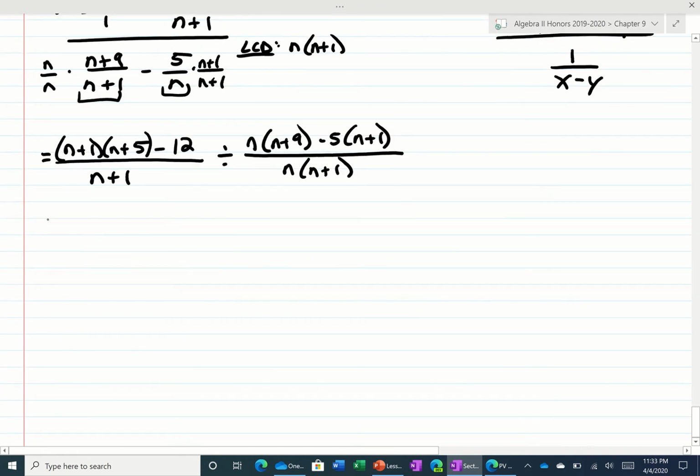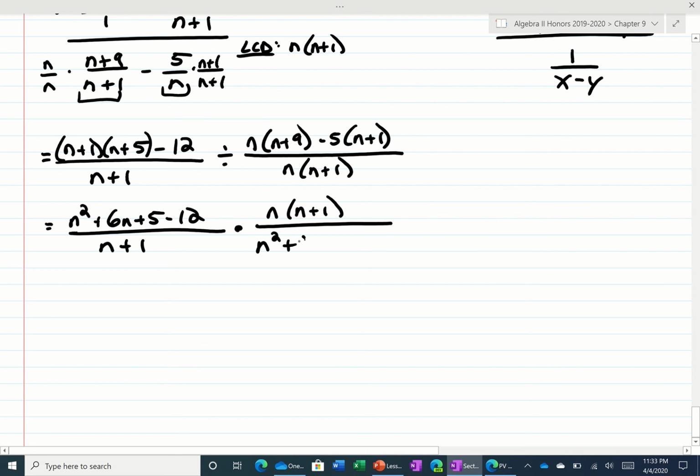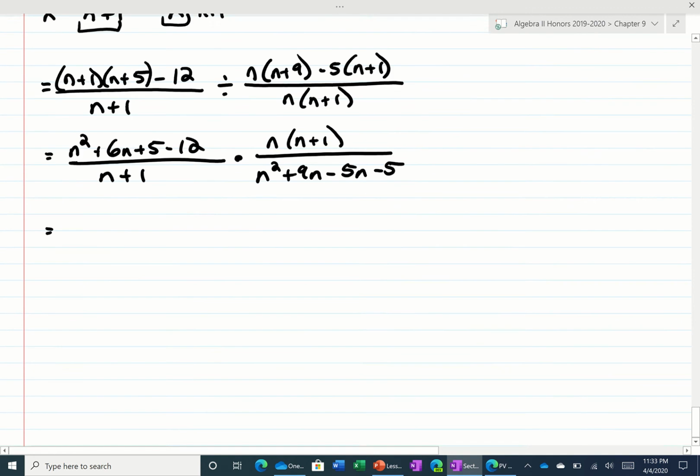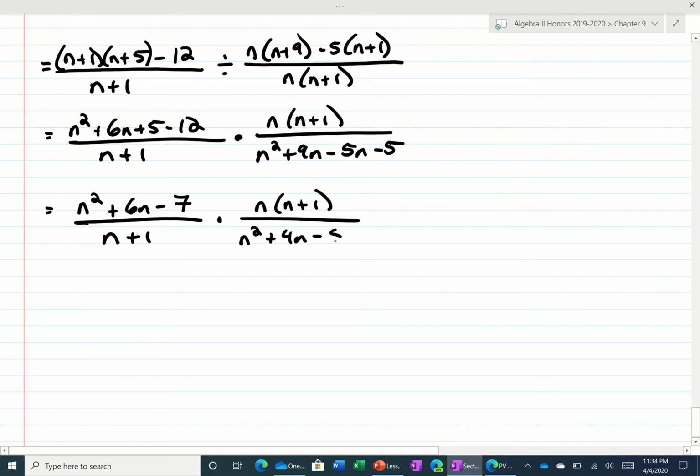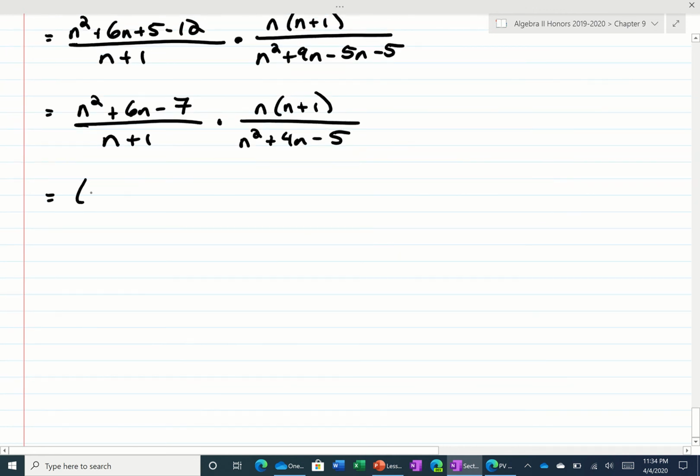I'm going to start distributing. This will be n squared plus 6n plus 5 minus 12 over n plus 1. I'm going to keep, change, flip. Distribute here. This would be n squared plus 9n minus 5n minus 5. Try to simplify here. N squared plus 6n minus 7. So that's going to factor some more. And this would be plus 7 minus 1.